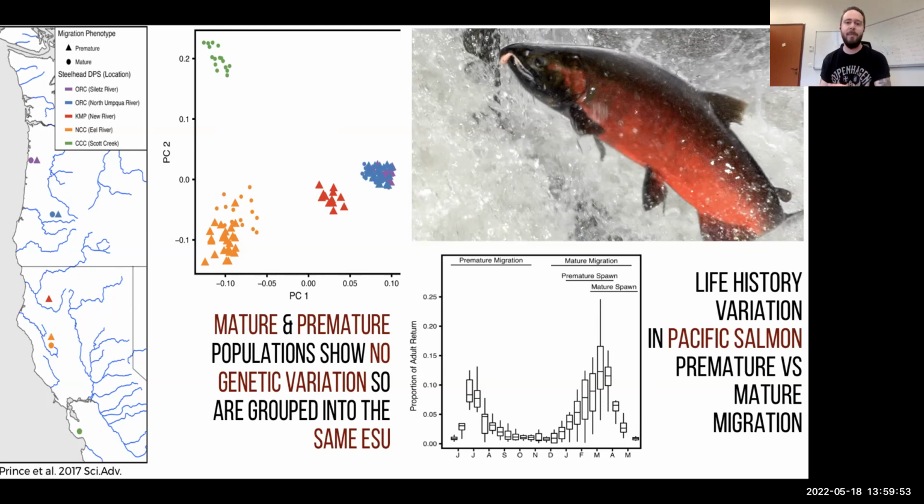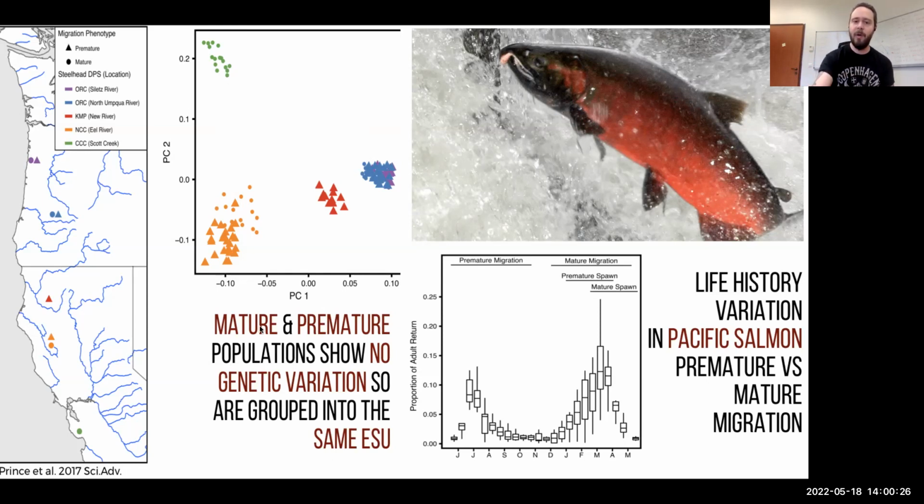So that's the adaptive part of it. The trade-off is, yes, you can use those cool running waters to get back to the region where you're going to reproduce, but now you have the problem of maturing in a much more resource limited environment. But these fish, the premature migrants, solve this by having faster developmental rates and faster rates of fat yield. So they can mature much faster, using much fewer resources than the mature form.